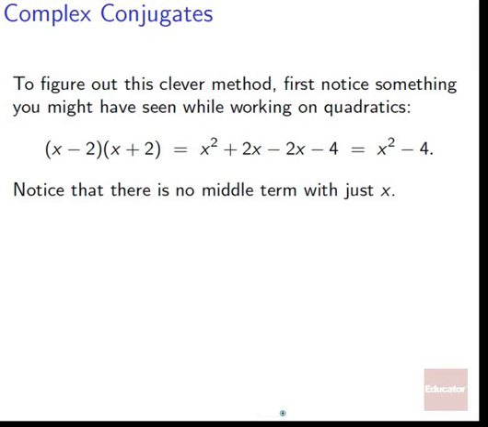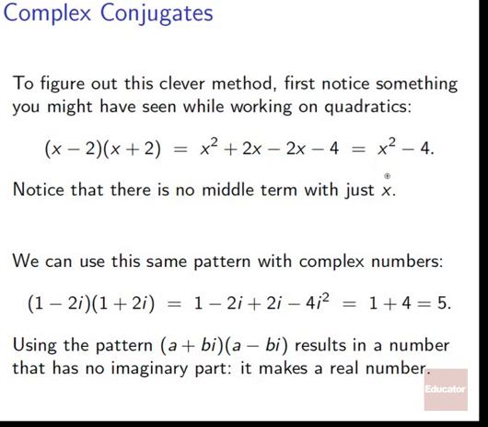To figure out this clever method that we want, first notice something you might have seen while we were working on quadratics. If you have x minus 2 times x plus 2, you get x squared and then plus 2x, but also minus 2x, right? Since we've got the minus 2 and the plus 2 here, they wind up canceling each other out. And so we're left with just x squared minus 4, and there is no middle term with just x. There's no x that shows up. We're able to get rid of it and have only the squared term and no x whatsoever.